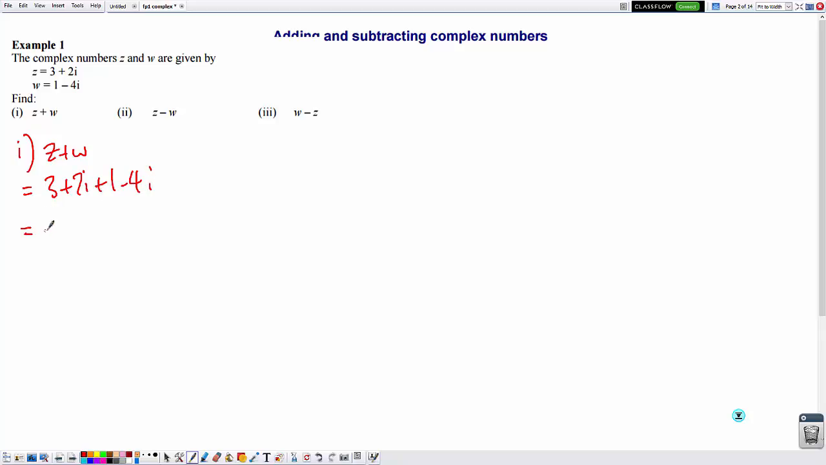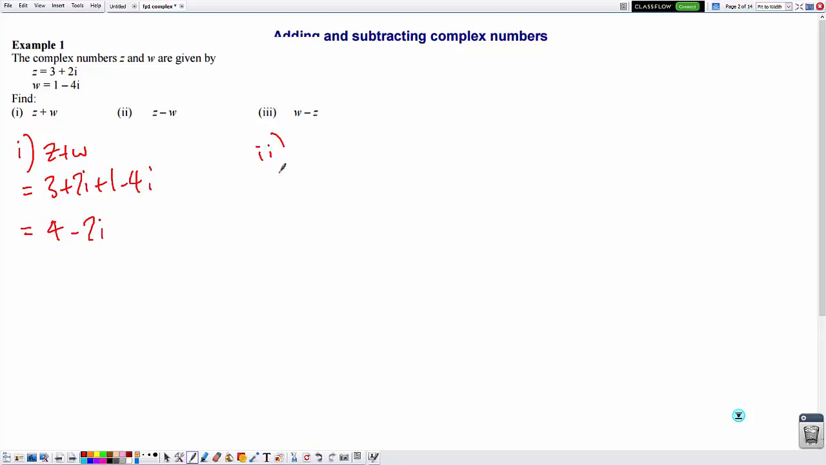Of course, collect your like terms, collect your real parts, collect your imaginary parts. So that gives us 4 plus 2 minus 4, so it's minus 2. So instead of plus minus, let's just write minus 2i. Done. Okay, let's look at part 2.